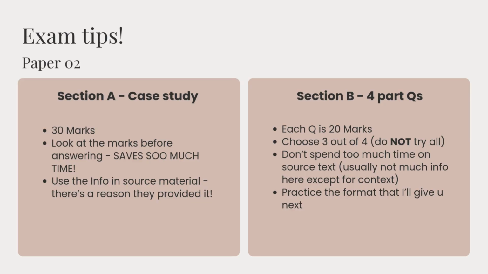If you exceed 50 minutes, leave it there because it's not going to help you answer the next 4-part questions. And in the 4-part questions, answer 3 questions out of 4. Don't try to be too smart and write 4 because they're not going to read all 4 of them. They're going to only read the first 3. So your 4th one is going to go useless. Instead, spend more time on only 3 answers or 3 questions which seem easier to you.